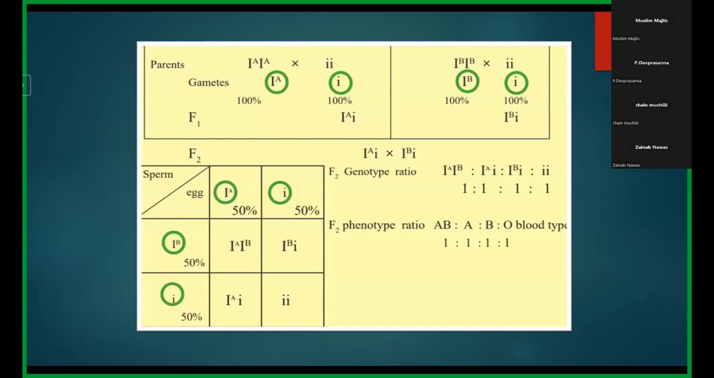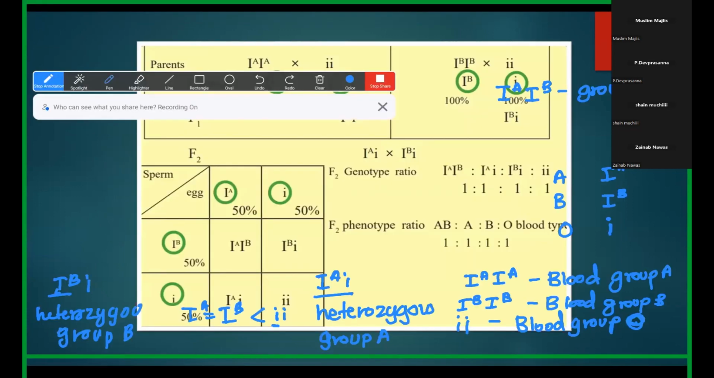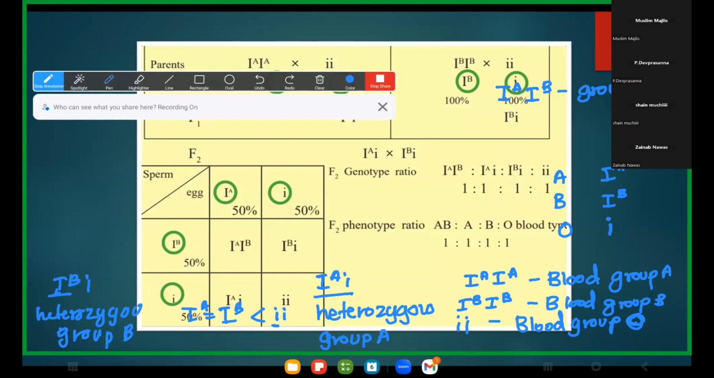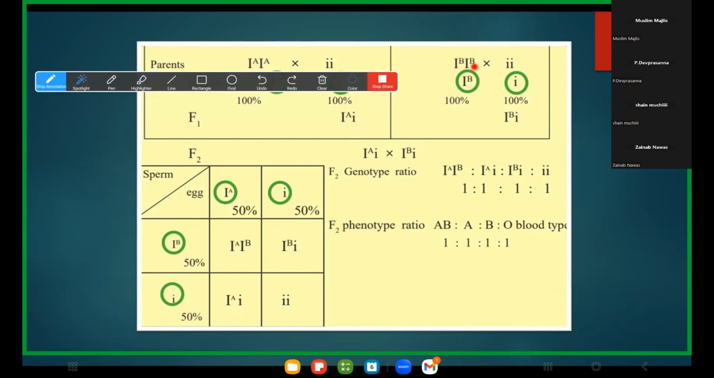If we consider it in a Punnett square, this is how it's expressed. So we have IAIA and simple ii cross, and they would form the F1 generation that has heterozygous IAi, which would express the blood group phenotype A. And then we have IBIB, which is homozygous blood group B, and homozygous O, recessive allele ii, crossed together, they would give us heterozygous blood group B.